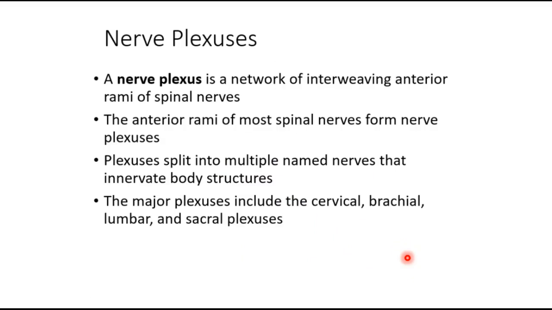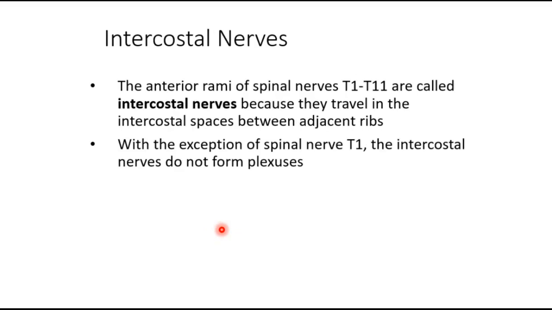Okay, so a plexus. Remember, these are ventral rami. Ventral rami participate in either a nerve plexus or they're an intercostal. So you're going to be tasked with recognizing the major plexuses, the cervical plexus, the brachial plexus, the lumbar plexus, and the sacral plexus, and compare and contrast that with intercostal nerves, which are the really easy ones.